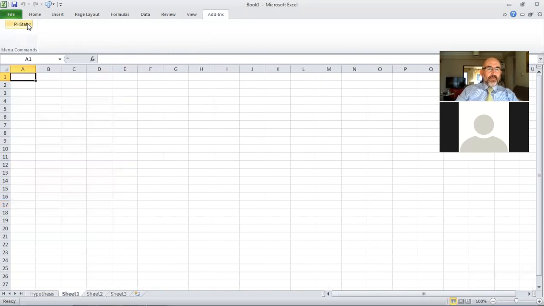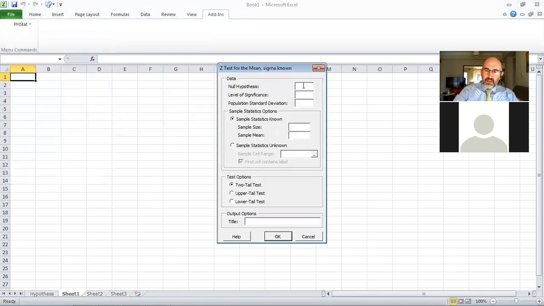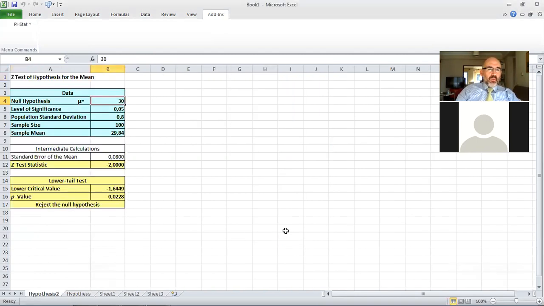Now, for the same problem, let's enter the same data and population standard deviation. This time let's choose a lower tail test. Let's see if we get reject, what's the p-value, and if it's any different. This time the null hypothesis will be mu is greater than 30. The alternative is mu is less than 30. So let's say OK.